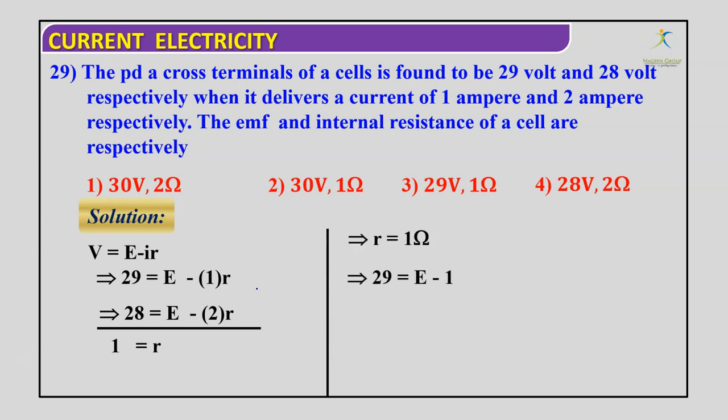We just put the formula V equals E minus IR and get the value of E. That means we have 30 volt and 1 ohm. According to this, the correct option for this question is the second. Hope you understand the question solution.